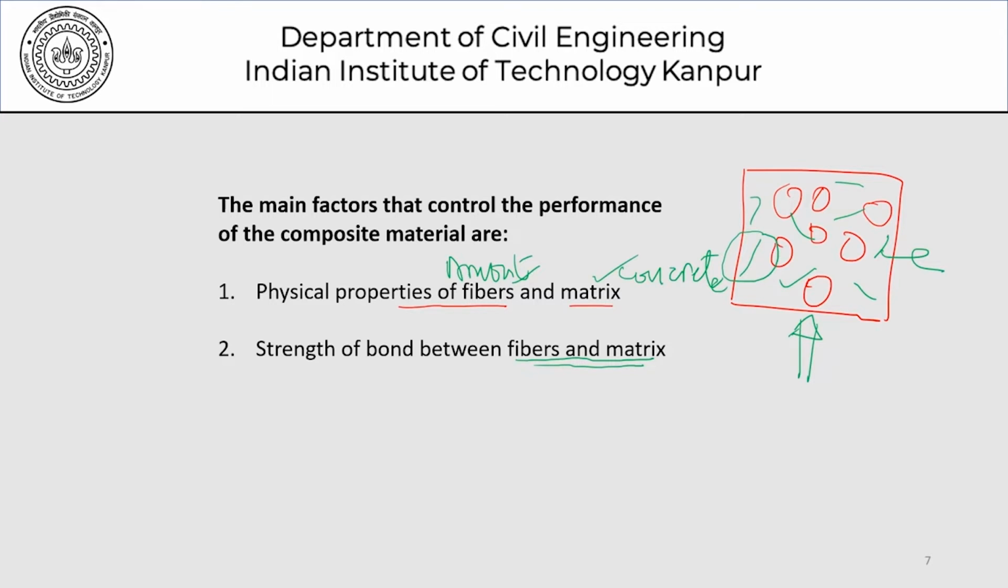This is pretty much similar to the discussion that we had on the role of the coarse aggregate versus the mortar phase and the ITZ. So these three were the pillars on the basis of which we discussed the properties of concrete. Now with the addition of fibers in that concrete, we are talking of the properties of fibers, the properties of the matrix, and the bond between the fibers and the matrix.